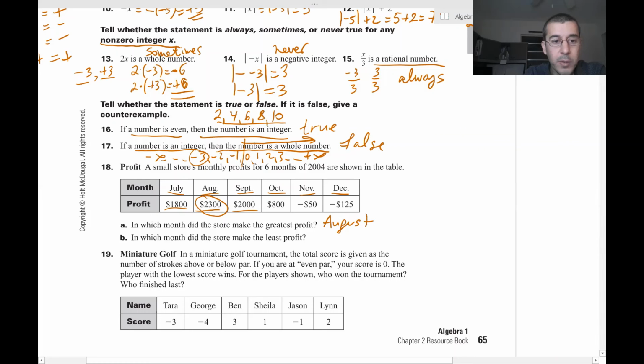Okay. In which month did the store make the least profit? One of the negatives, right? And which one? This one. Because that's the least profit they made. Actually, they lost the most money there in December.